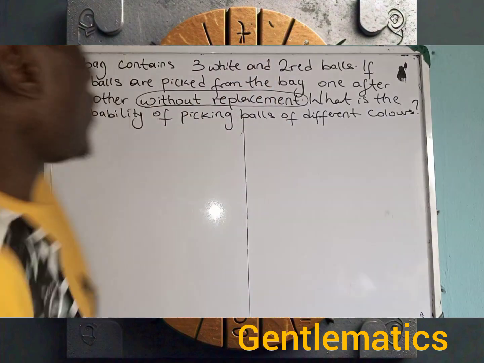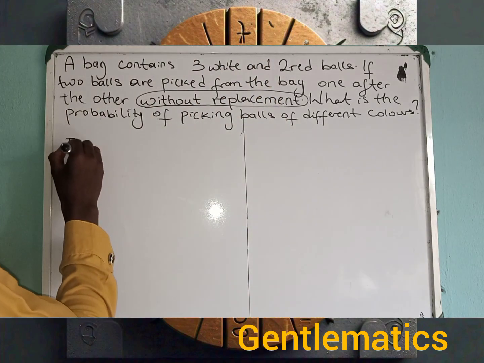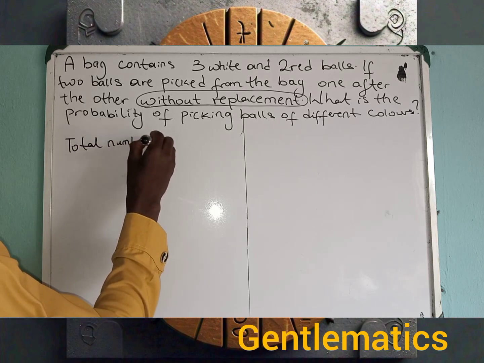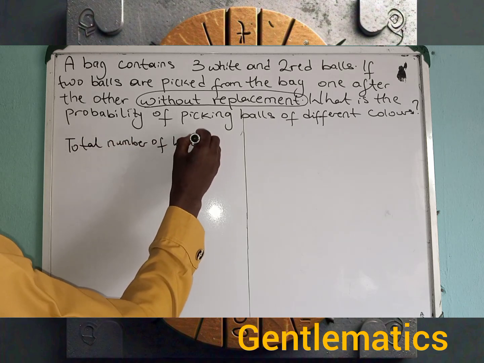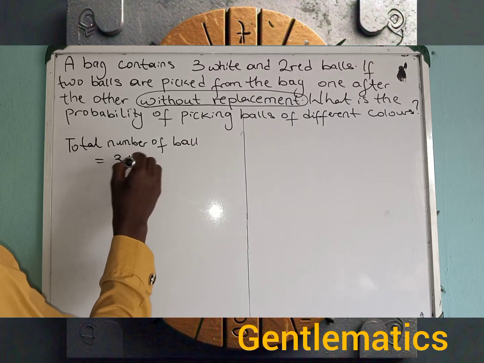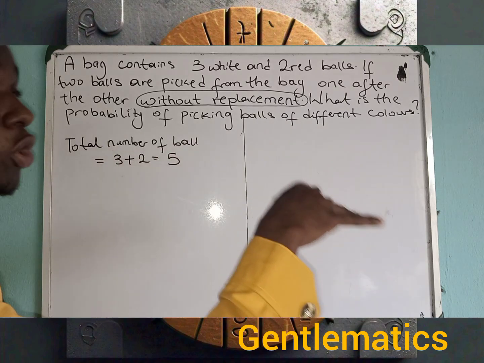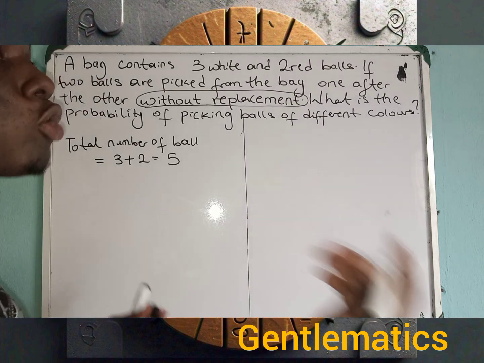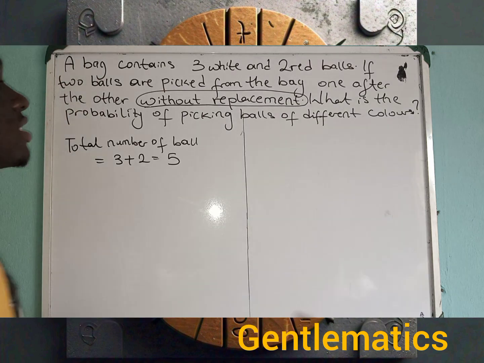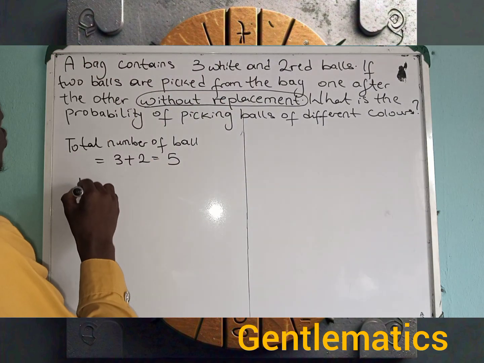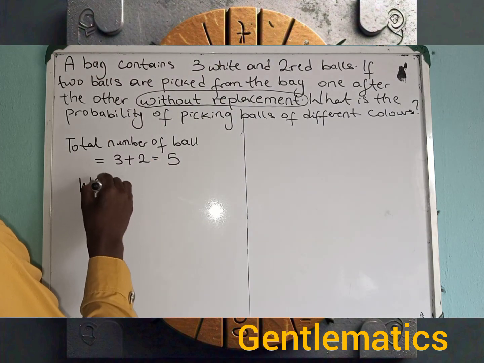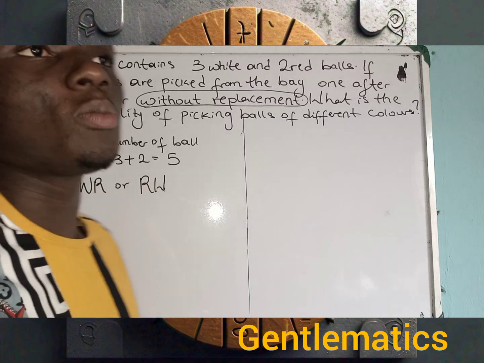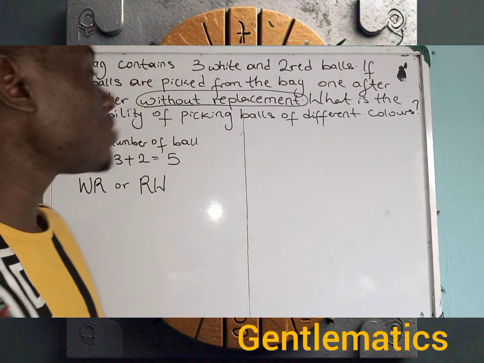That means when we pick one, we are not putting it back for any selection we are doing before we start again. Now we have the total number of balls, which is equal to 3 plus 2, which is 5. So 5 balls are actually inside the bag. Now, balls of different color. These are the 2 possibilities you can have. It's either the first is white and the second is red, or the first is red and the second is white, for them to be different colors. These are the possibilities we have.